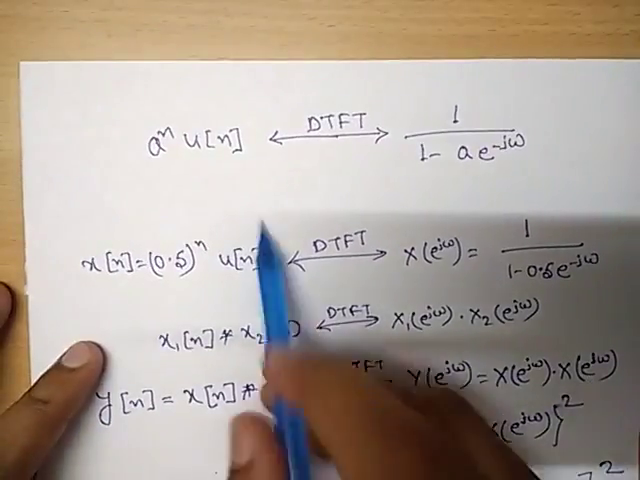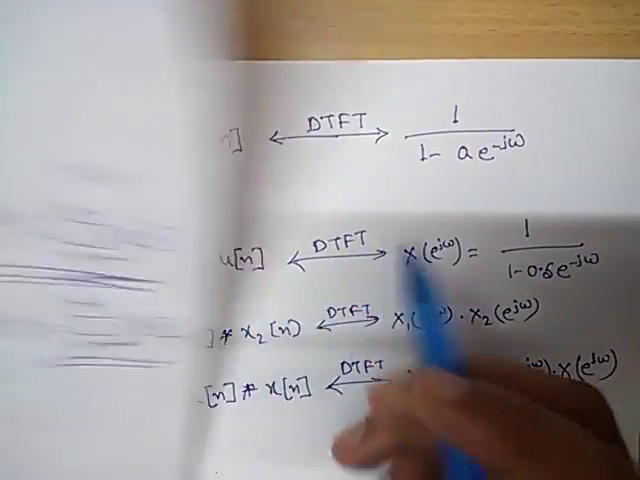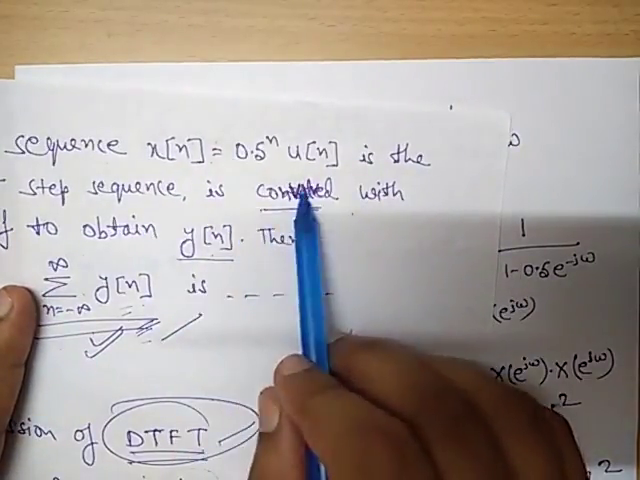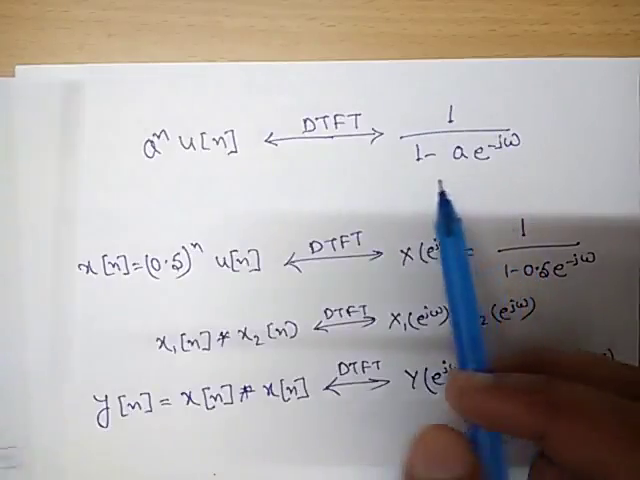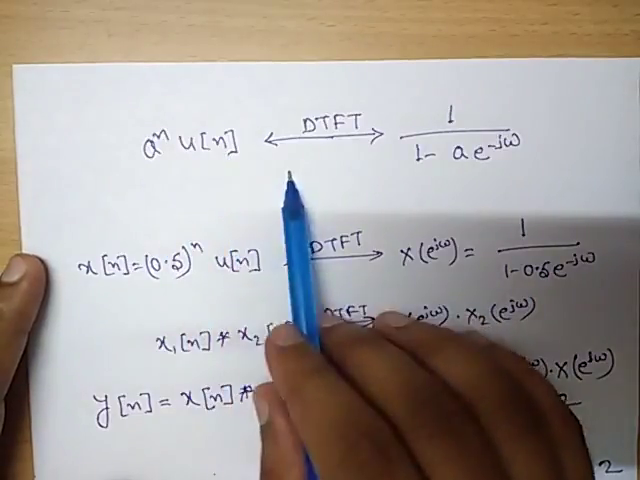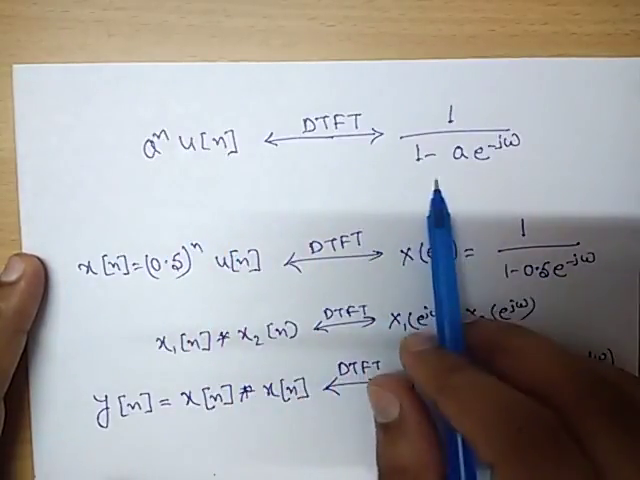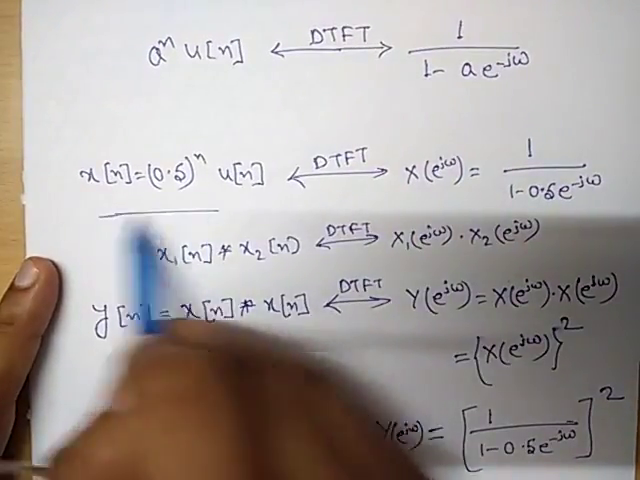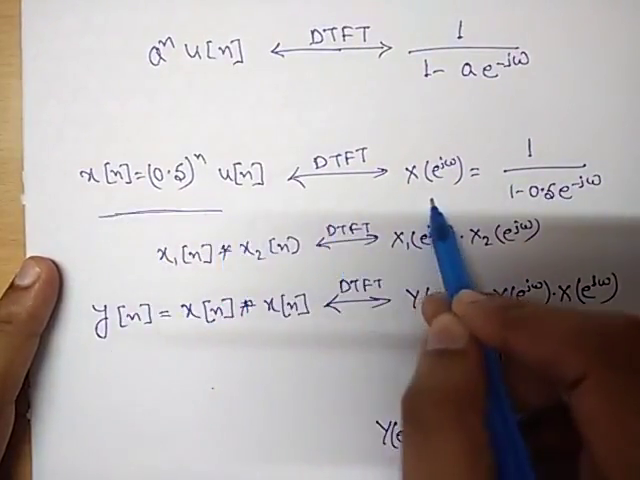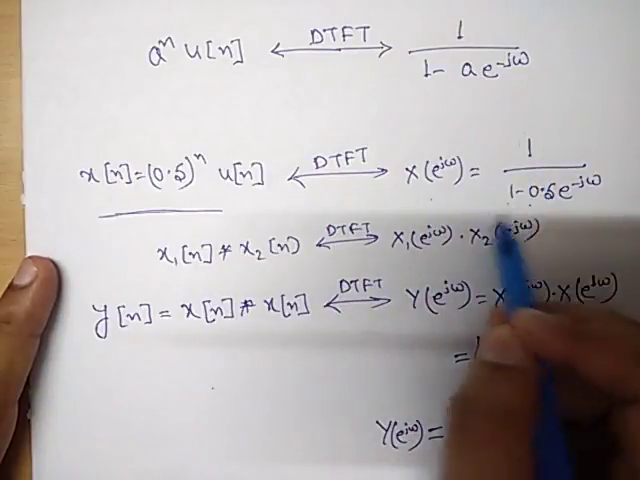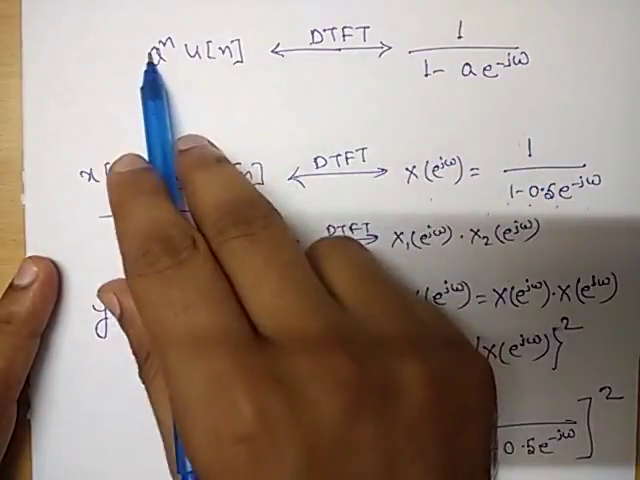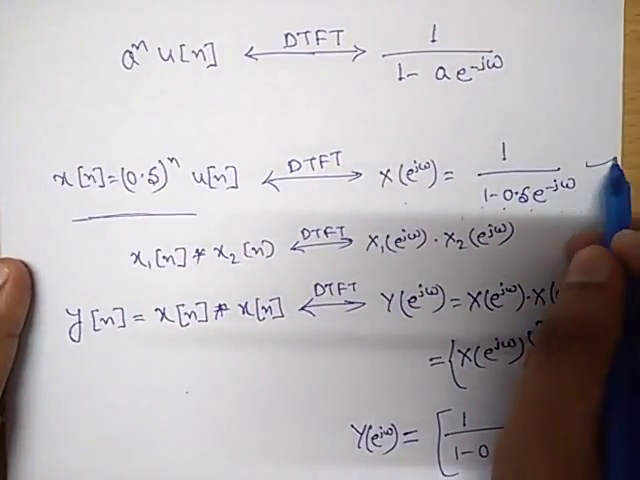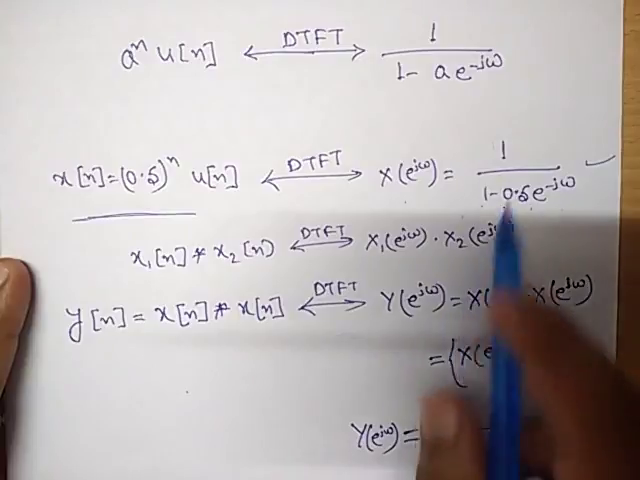Okay, so here we start. First of all, let us recheck the given x[n] signal. x[n] is 0.5^n u[n]. For a^n u[n], the DTFT of this type of signal is 1 upon 1 minus a e^{-jω}. So for the given signal, the DTFT will be X(e^{jω}) equals 1 upon 1 minus 0.5 e^{-jω}, since here a is 0.5.